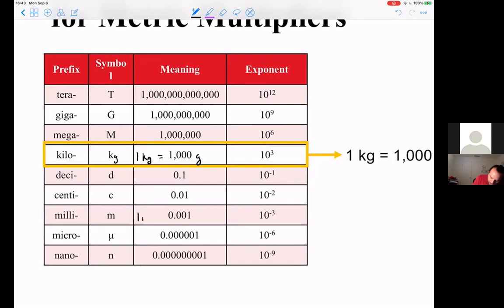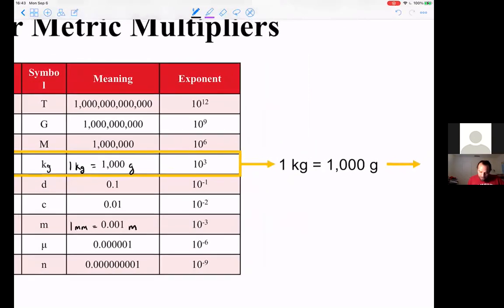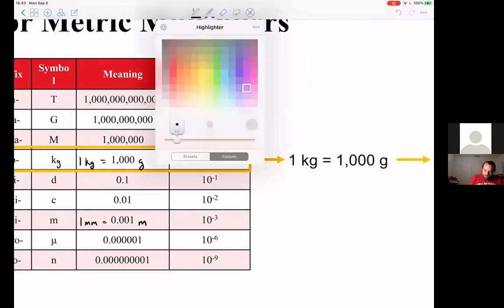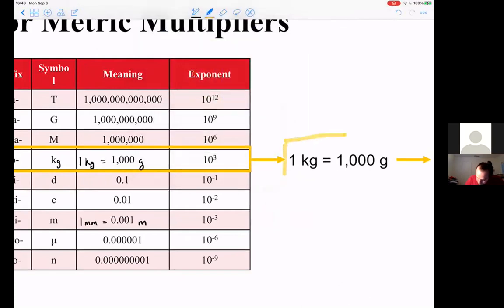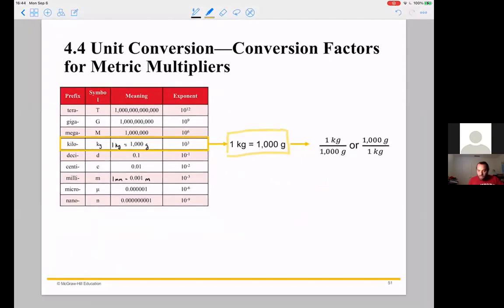Likewise, 1 millimeter is equal to 0.001 meters, right? You can fill this in for any unit of measurement and for any one of these prefixes, okay? So that's this piece of information here that we've gotten, right? This chart tells us that 1 kilogram is equal to 1,000 grams. Now, we're going to take this information and put it into a fraction. 1 kilogram over 1,000 grams. Or you can flip it around, 1,000 grams over 1 kilogram.